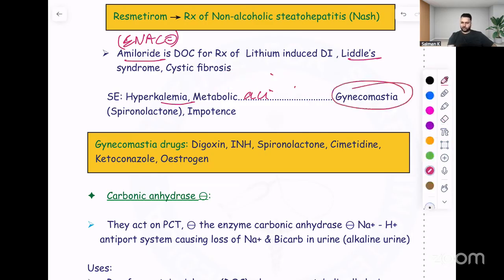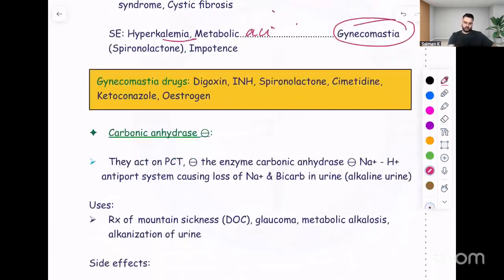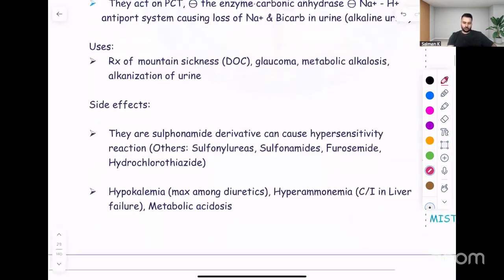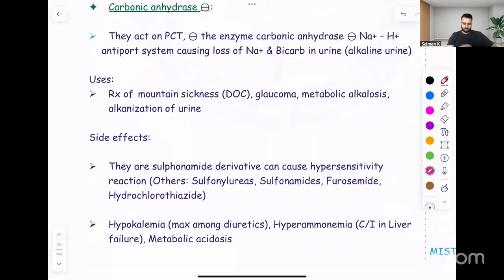Every now and then we get a question on gynecomastia drugs. Make sure you're remembering this DISCO mnemonic, DISCO drugs. Okay. Now, since you and I got that, next is acetazolamide. I've already taught you several times.